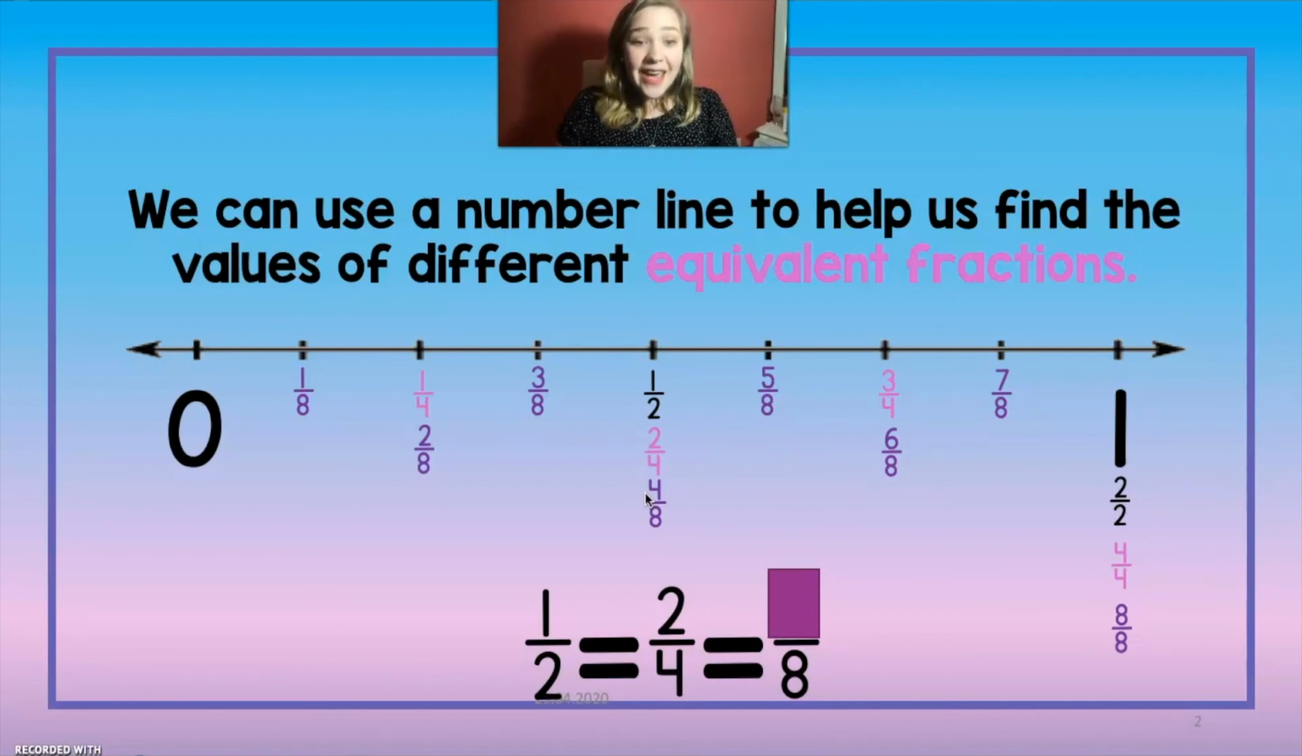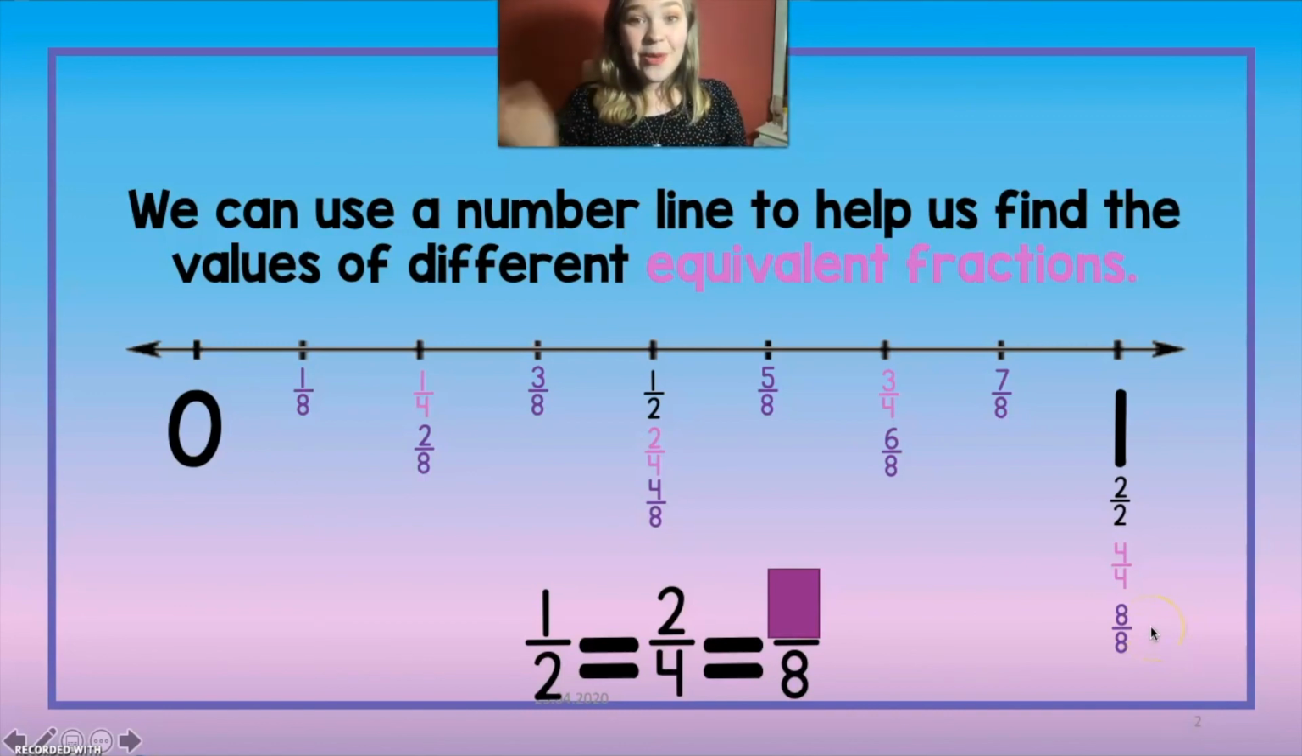All right, and now there are way more equivalent fractions on this number line, right? We have these equivalent fractions, 1/4 and 2/8. We have these equivalent fractions, 1/2, 2/4, and 4/8. We have these equivalent fractions, 3/4 and 6/8. And we also have these equivalent fractions: 2/2, 4/4, and 8/8. All right?